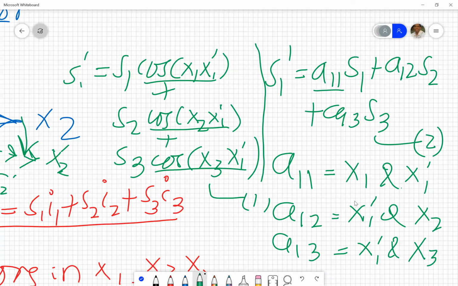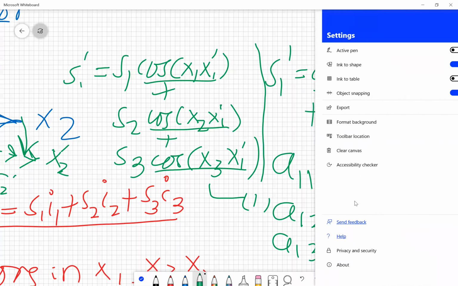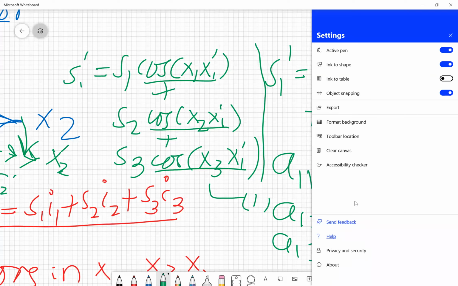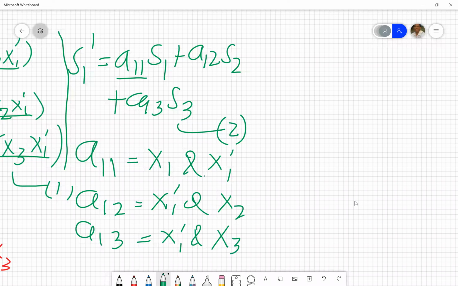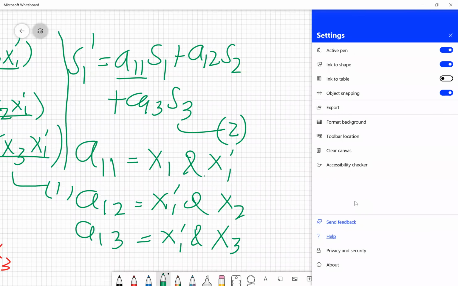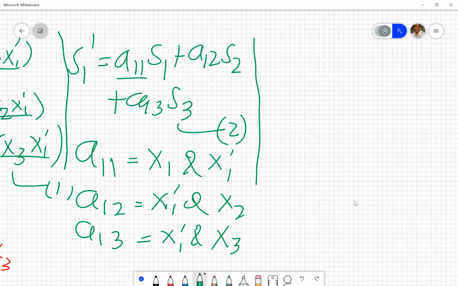Instead of writing cos x1 x1 dash, cos x2 x1 dash, cos x3 x1 dash, this is a very simplified format for replacing this equation. Equation 2 is now very easy to write. S1 dash is a11 s1 plus a12 s2 and a13 s3. Here we are replacing one axis only, the x axis, which is rotated to x1 dash.